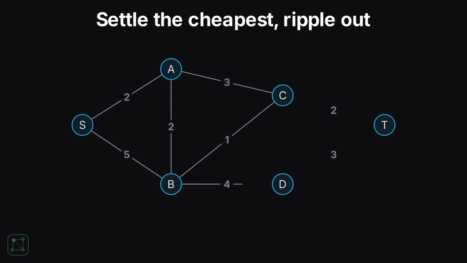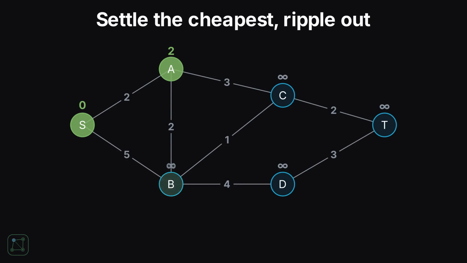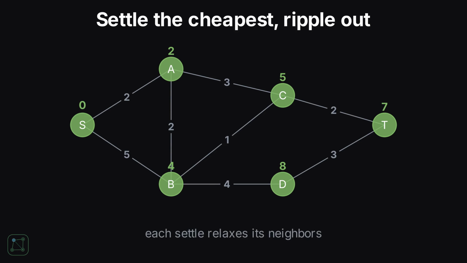Now the loop. Pick the unvisited node with the smallest tentative distance and settle it, declare its distance final. Because we always pick the cheapest, no later path can beat it. That's the key insight that makes the greedy choice correct. Then relax its neighbors. For each one, check: is reaching it through this node cheaper than its current best guess? If so, update that neighbor's tentative distance. Then go back, pick the next cheapest unsettled node, and do it again.